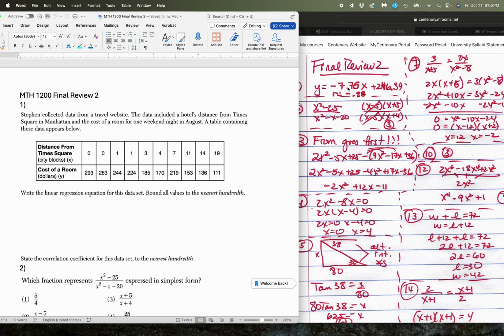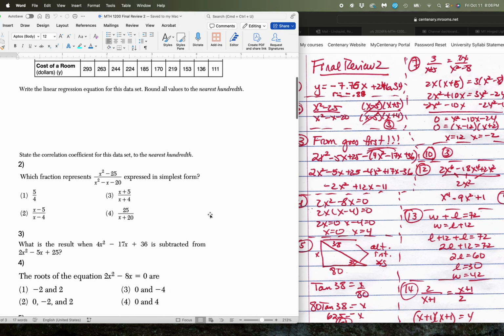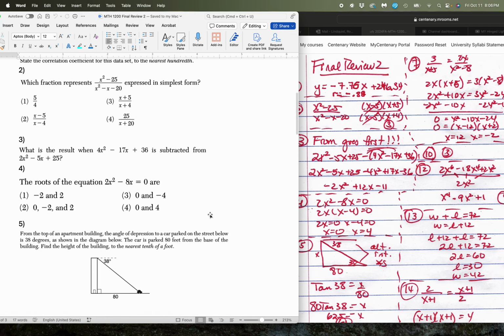So A is negative 7.76 and B is 246.34. So the correct linear regression is Y equals negative 7.76X plus 246.34. And the correlation coefficient R is negative 0.88. Number 2 says which fraction expresses this in simplest form?